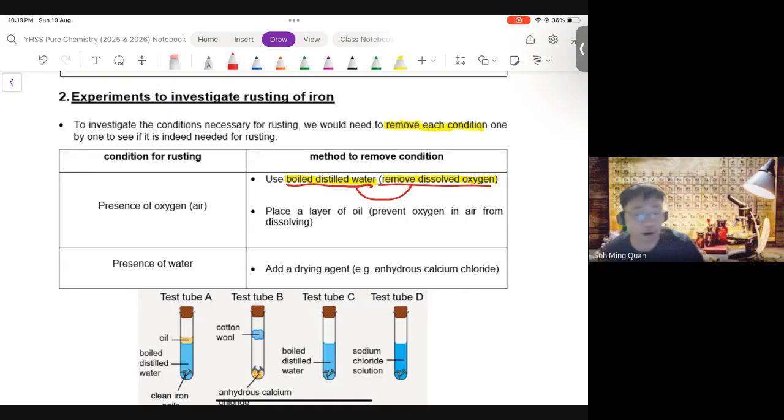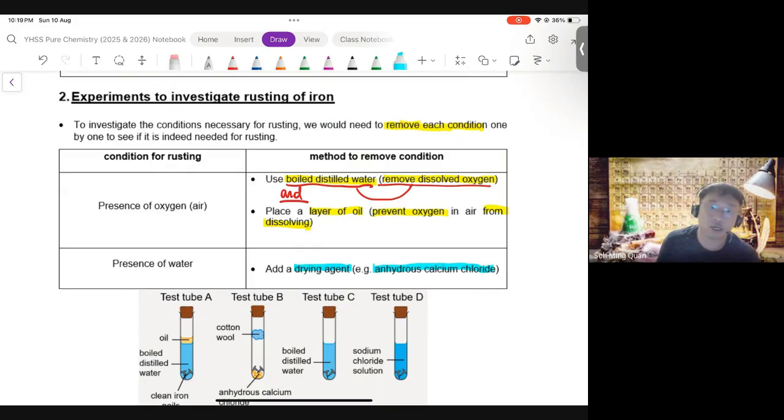Now, after boiling the water, you must place a layer of oil on top of it. So it's both. You need to do both. Boil the water and place a layer of oil, and this prevents oxygen from dissolving. Next, how would you remove water from a setup? Now, this we have learned in chapter 1. To remove water from a setup, you can use a drying agent. The most common drying agent we use is just anhydrous calcium chloride. Okay, so anhydrous calcium chloride is a drying agent that helps to remove water from the setup.